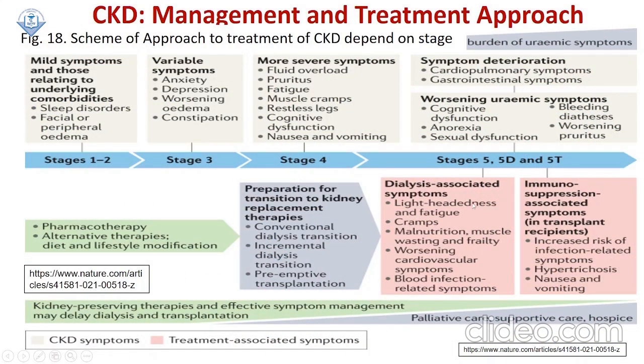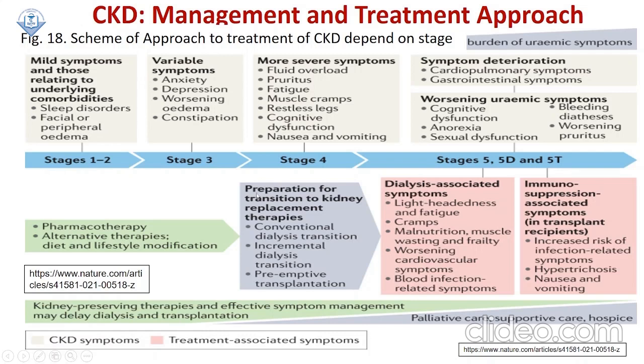Let's talk about management and treatment approaches. You can see this scheme again. The upper half of the scheme is already discussed. We already talked about symptoms, which appear in different stages. And now, what about treatment in different stages? In stage 1 and 2 and up to stage 3, we can use pharmacotherapy, we can use alternative therapy like diet, lifestyle modification. It's just recommendations for risk factor modification and so on. At this moment, kidney preserving therapy and effective symptom management may delay dialysis and transplantation.